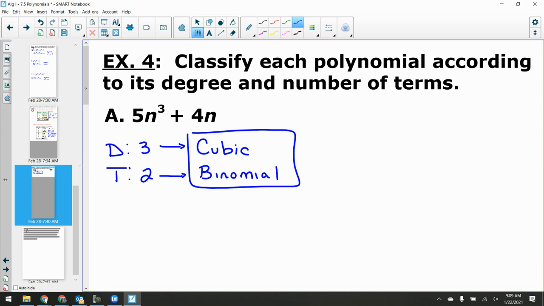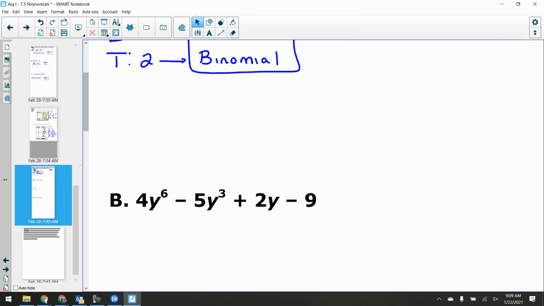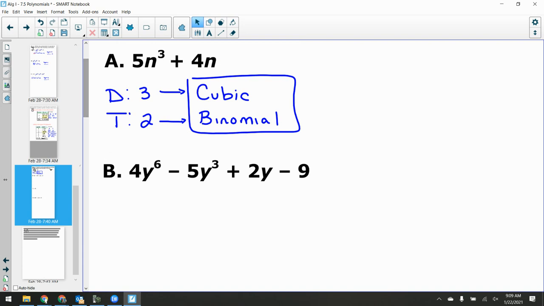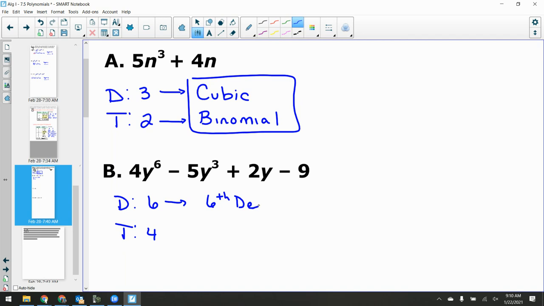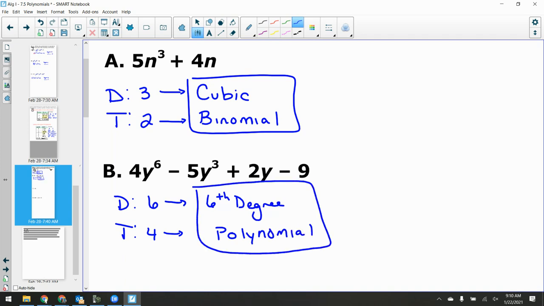Take a look at our next one. Again, do the same thing. The degree and the number of terms. What's the degree here? How many terms do we have? Okay, so this one has the generic names. We would call it a 6th degree, and 4 terms, polynomial. 6th degree polynomial. If you wanted to get real fancy, you could call it a 6th degree 4-term polynomial.